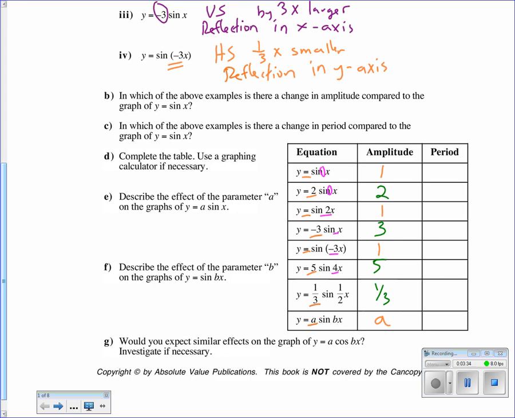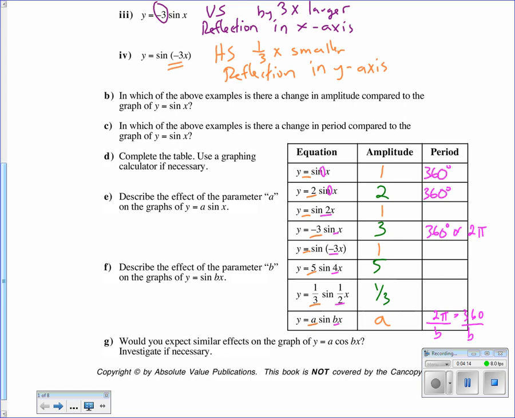So we've got a variety of numbers to look at. In general, the period is 2 pi for sine and cosine graphs, or 360 degrees. And I'm going to get period by taking 360 and dividing by the b value, or 2 pi and dividing by the b value. So where my b values are 1, my period is the same as what we saw in graphs yesterday: 360 degrees, or 2 pi.